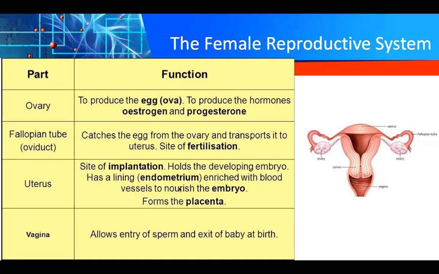It has a lining enriched with blood vessels to nourish the embryo, and it forms the placenta there. And the vagina allows entry of sperm and exit of the baby in birth. The female reproductive system is specialized to produce eggs and nourish a developing baby until birth. It also produces estrogen and other hormones.